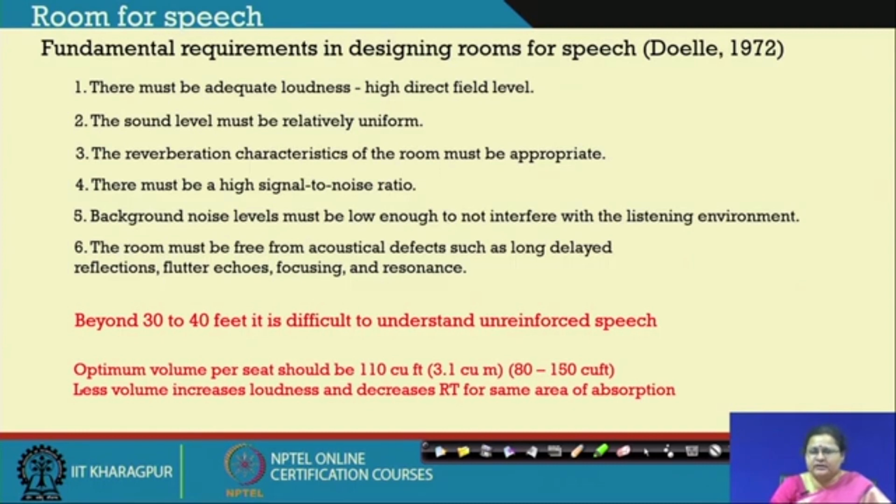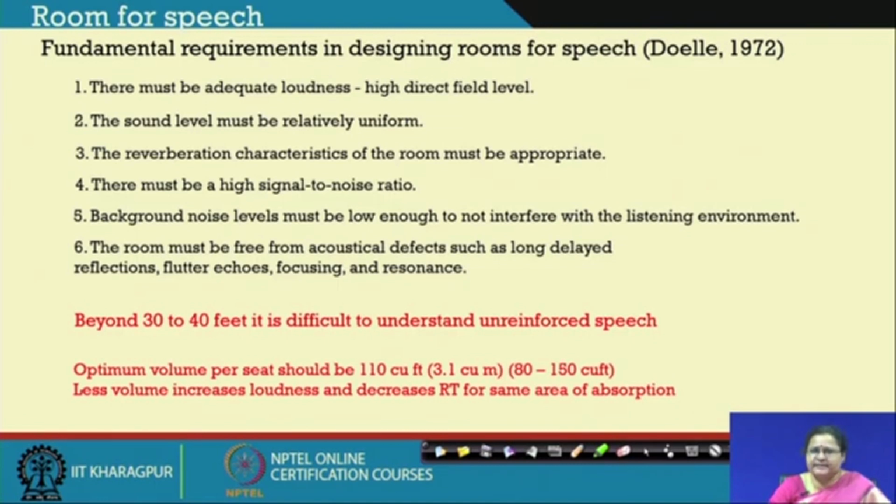So, when you are starting your design, if you can keep all these points in mind, and also the concept that V is involved in the RT, then particularly for rooms for speech, where RT is very important and on the lower side, we have to remember that the lesser the volume, the better the sound intelligibility.